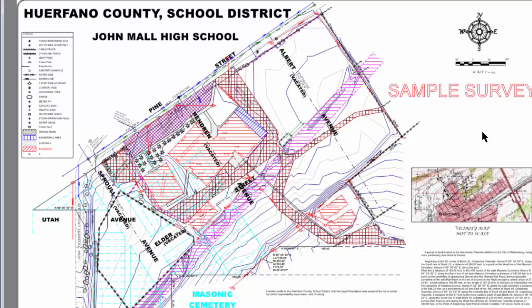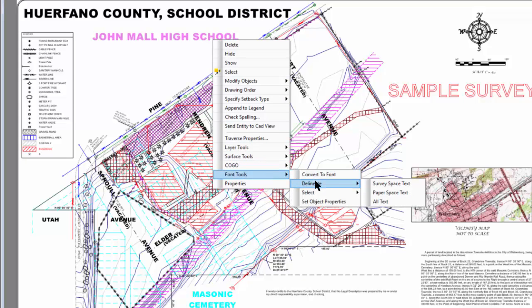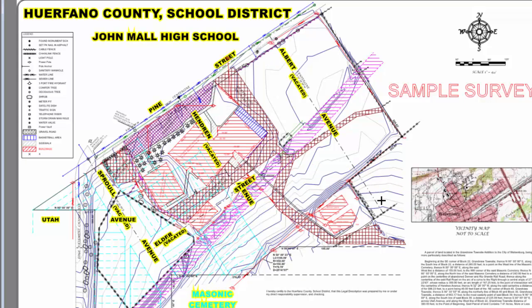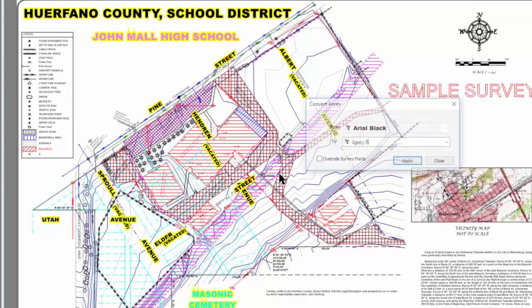Now, not only are the font tools available from the Drawing Data Manager, but watch what happens if I just right-click a font. So I'm clicking a text object that uses this font. I go to Font Tools. Just like I could do before, I can delineate every text object that uses that font, both in survey space, paper space, or both. And then I can go back in and say Font Tools, convert that font.